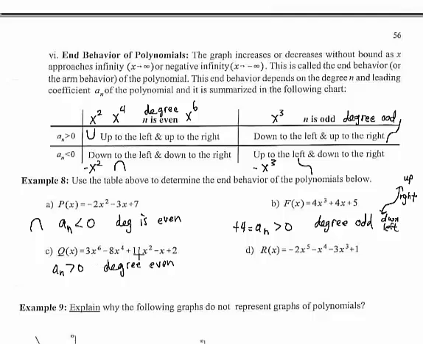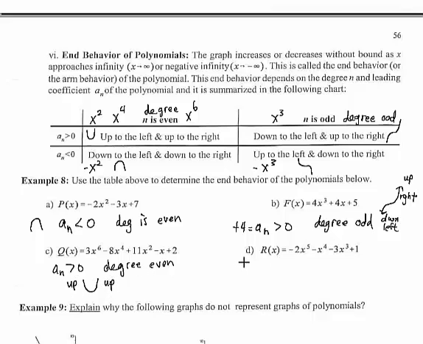And so I don't know exactly what this is going to look like, but it's going to have the same behavior as an x squared function that opens up. So we don't exactly know what it does in between the two ends, but we know that both ends are eventually going to go up and continue to travel upward indefinitely. So we would say up, up.